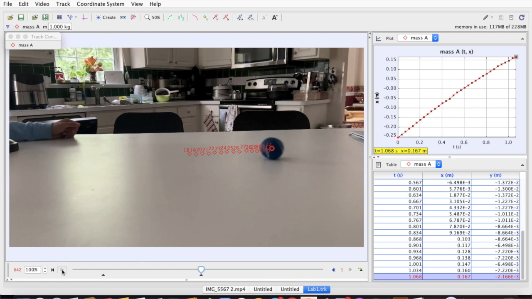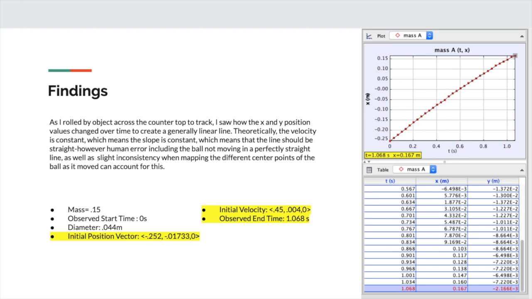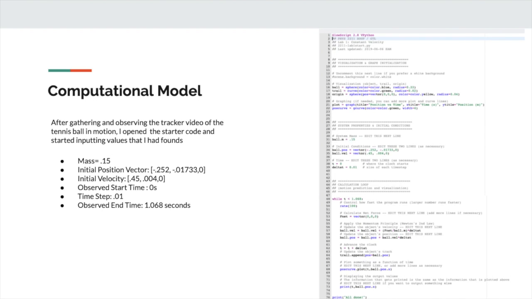So these were some of my key findings from this experimental data. So we knew what the mass was and we knew what the observed start time was, as well as the diameter. But some of the new findings that I found through this experiment was the initial position vector, which was negative 0.252, comma, negative 0.01733, comma, 0. The initial velocity, which was 0.45, comma, 0.004, comma, 0, as well as the observed end time, which was 1.068 seconds. I then used these findings to alter the sample code in GlowScript.